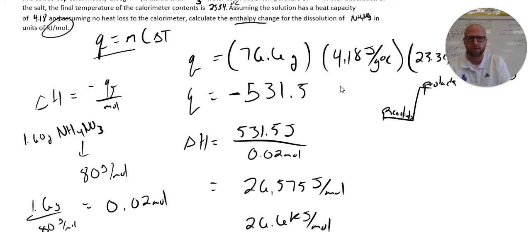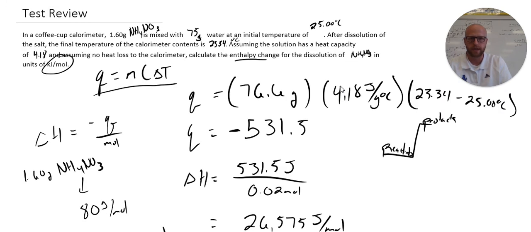Okay, so remember when we're solving calorimetry problems, the two important things we need to know. First off, we're going to use Q equals MCΔT to find the heat associated with that reaction. Then we're going to convert it over to enthalpy change by negative Q over moles. And the moles that we're dealing with are always moles of the chemical, not moles of the water. So in this case, how many moles of ammonium nitrate do I have? I don't care about how many moles of water I have, just how many moles of ammonium nitrate.